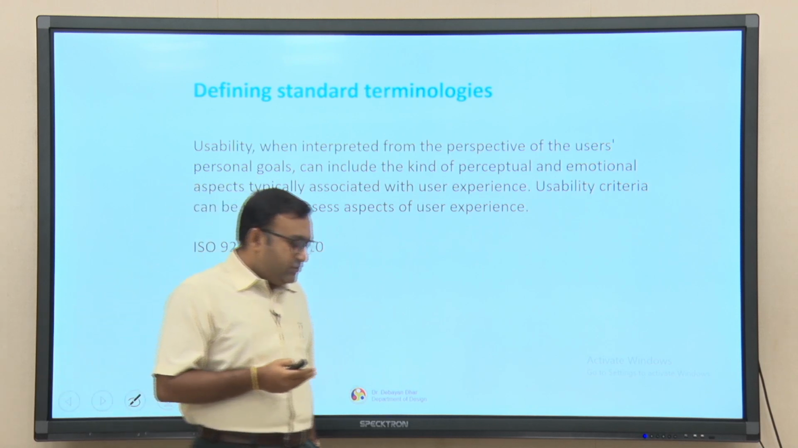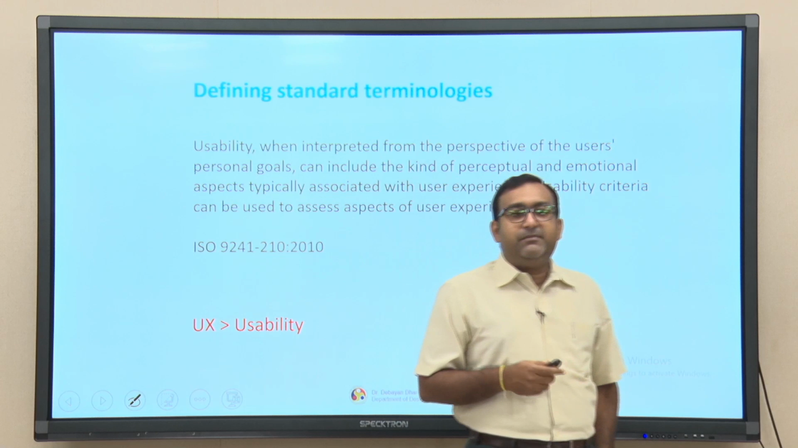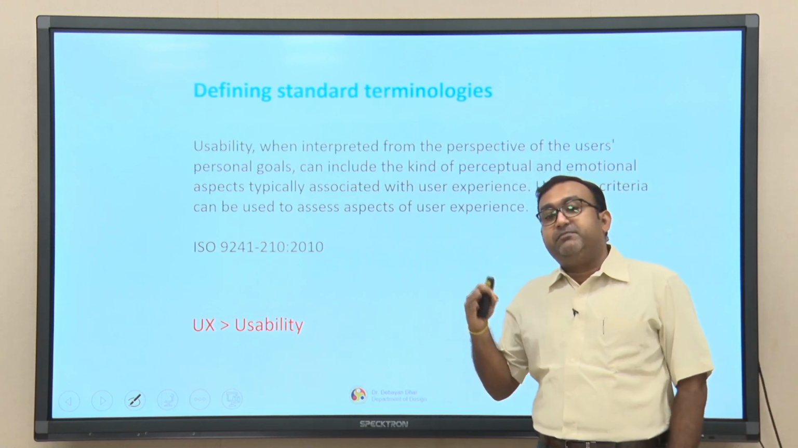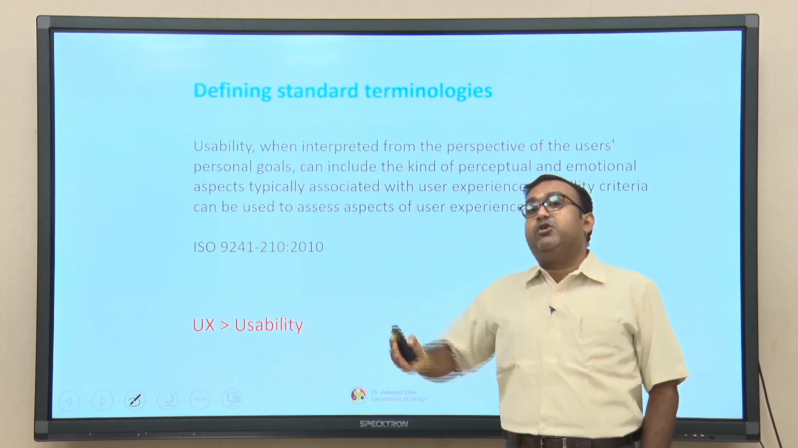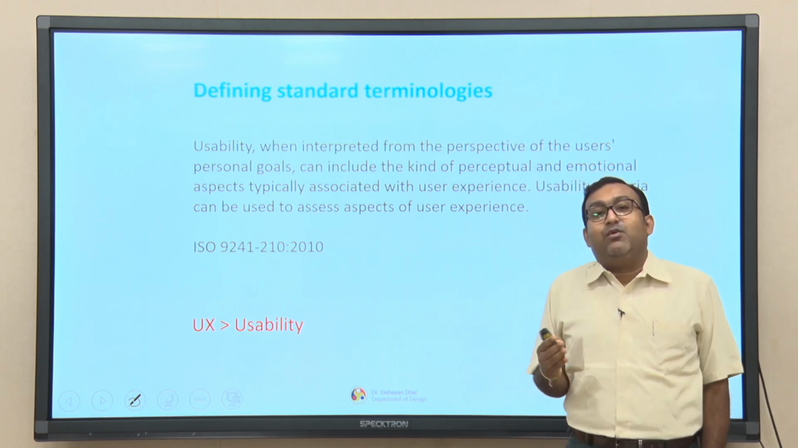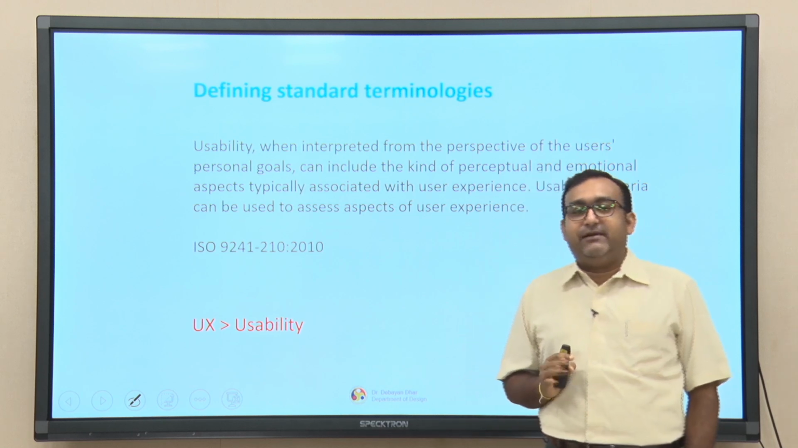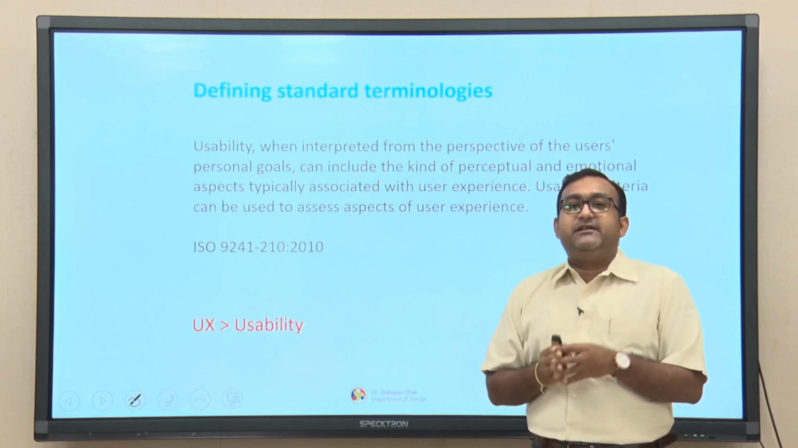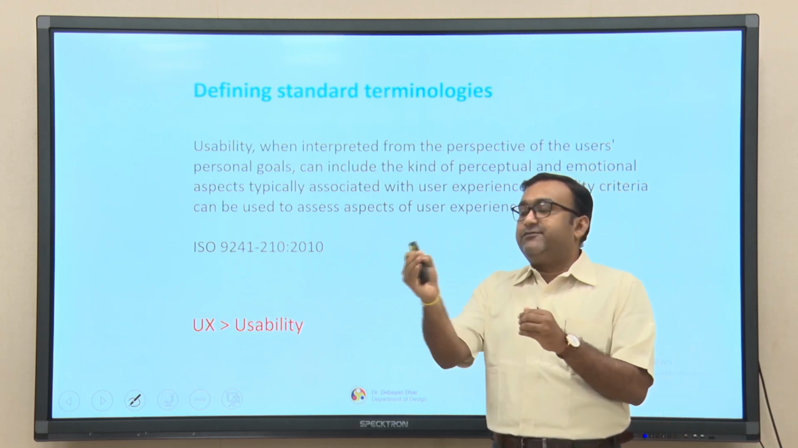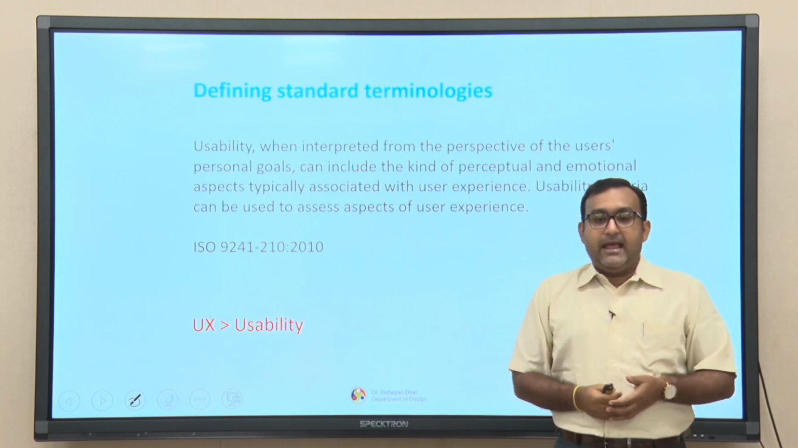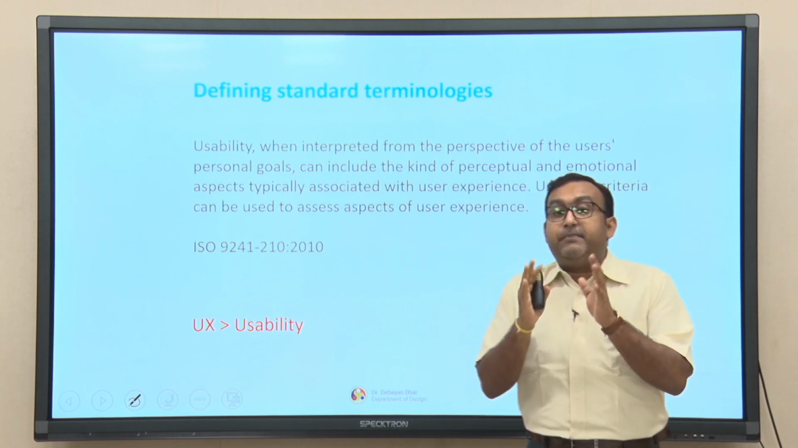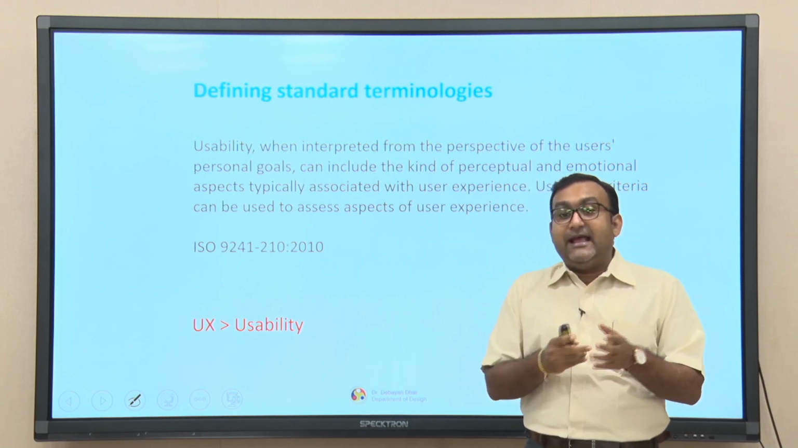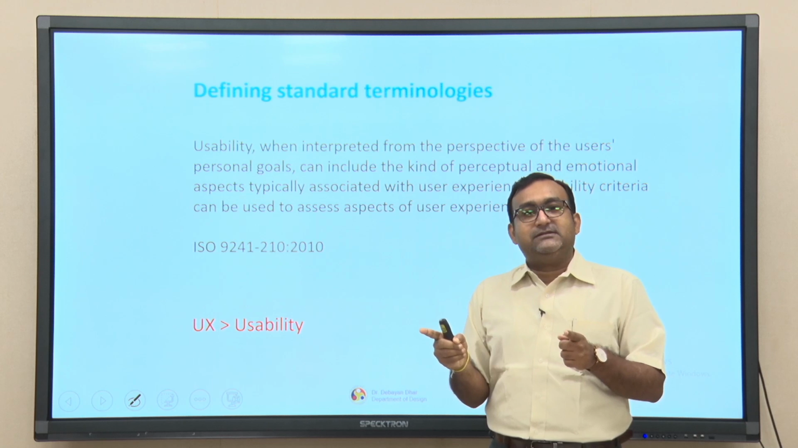So, ISO 9241 defines usability and interprets it from the perspective of the user's personal goals. That means what he wants to achieve. When we talk about personal goals, it means the objectives your users have set forth to achieve, and it can include the kind of perceptual and emotional aspects typically associated with user experience.